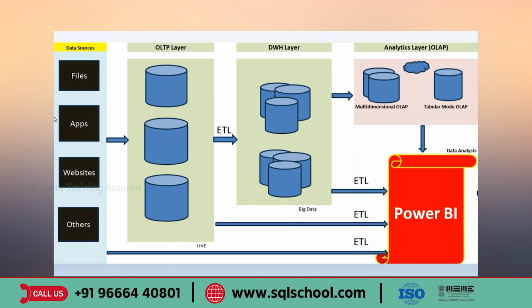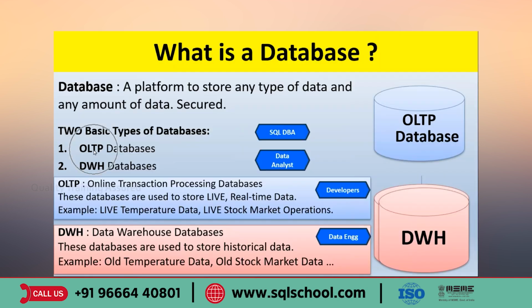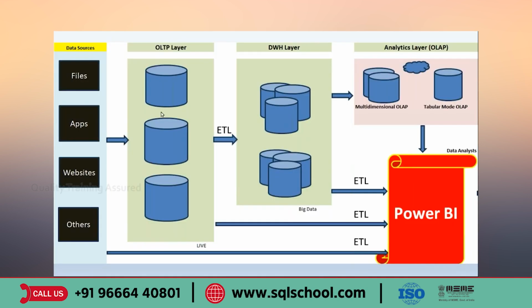Best example, today's session, you got it through website. You fill a form through website. You got a website link. So the data would be collected in the OLTP layer. We say online transaction processing layer, live real-time data, and warehouse. What is warehouse? Old data, historical data. It is old data, historical data.